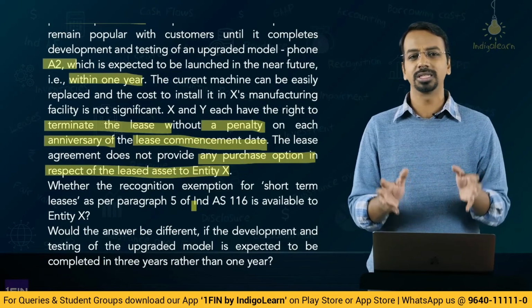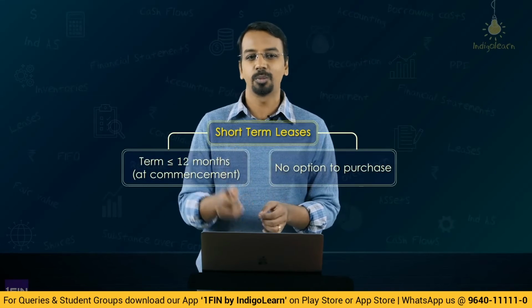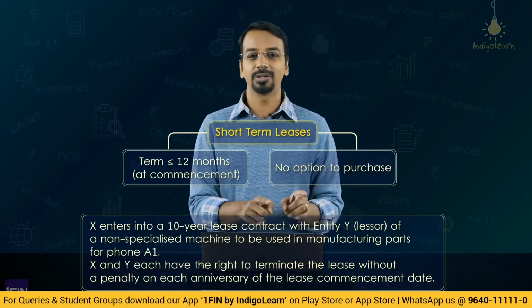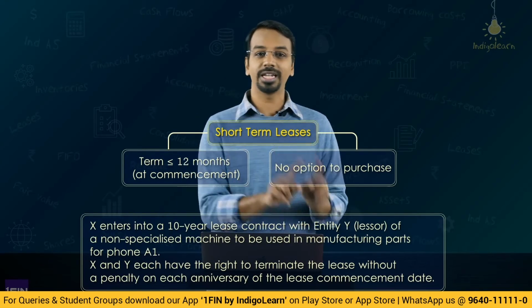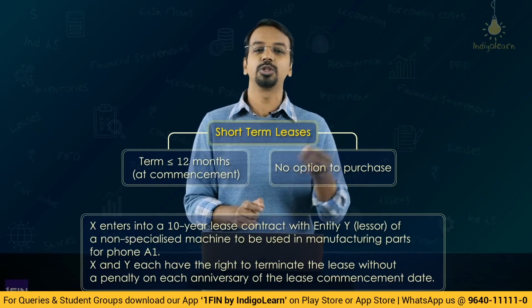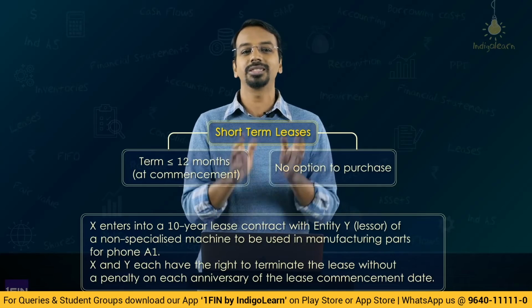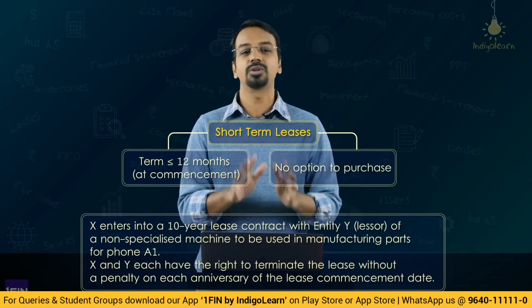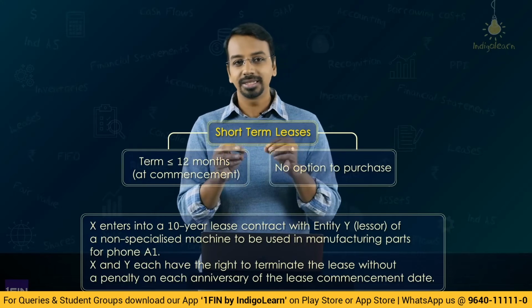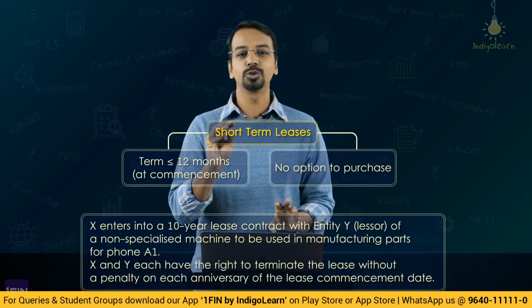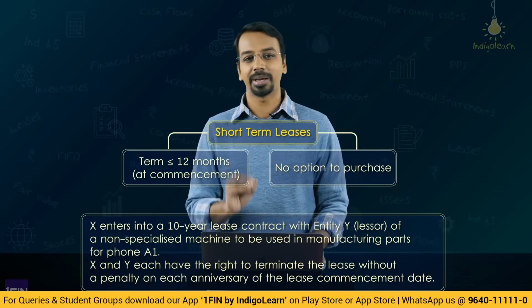Now what you need to see here is, what is a short-term lease? A short-term lease is a lease which has a lease term of 12 months or less, and it should not have a purchase option. What is the lease term? We have just calculated. The contract is for a 10-year period, but the lease term, which is the non-cancelable period plus any option to extend, put together is 1 year only, because every anniversary you have the right to terminate the lease without significant penalty, and this lease also does not have a purchase option. So very well entity X can choose to apply the exemption given by paragraph 5.